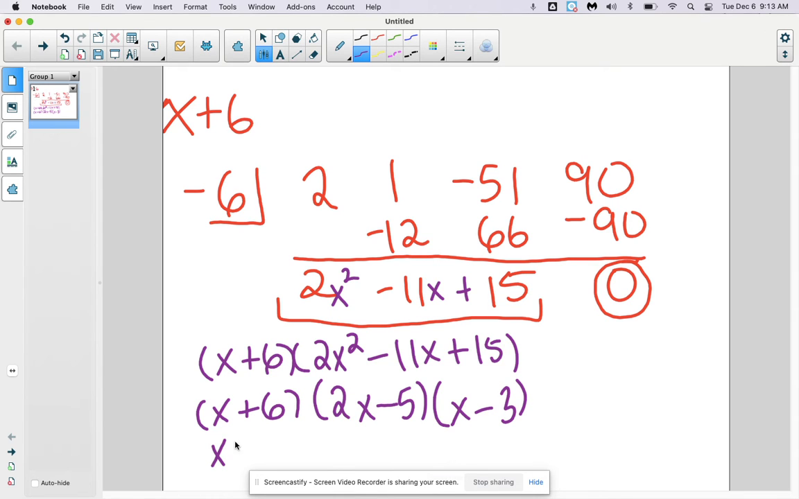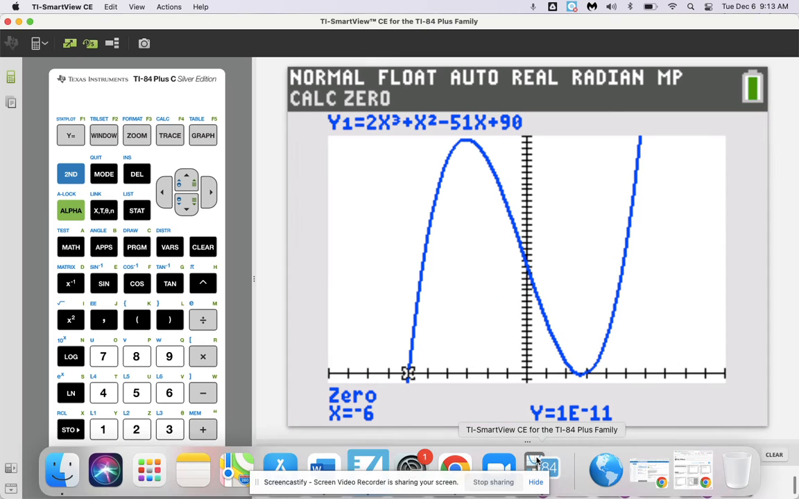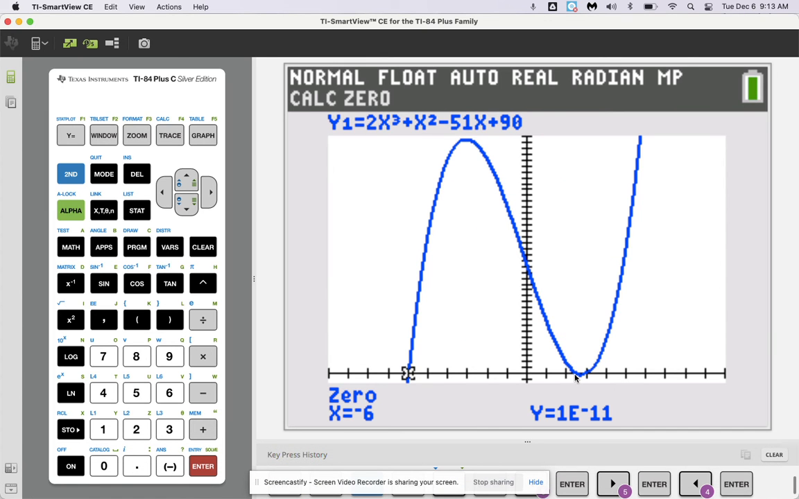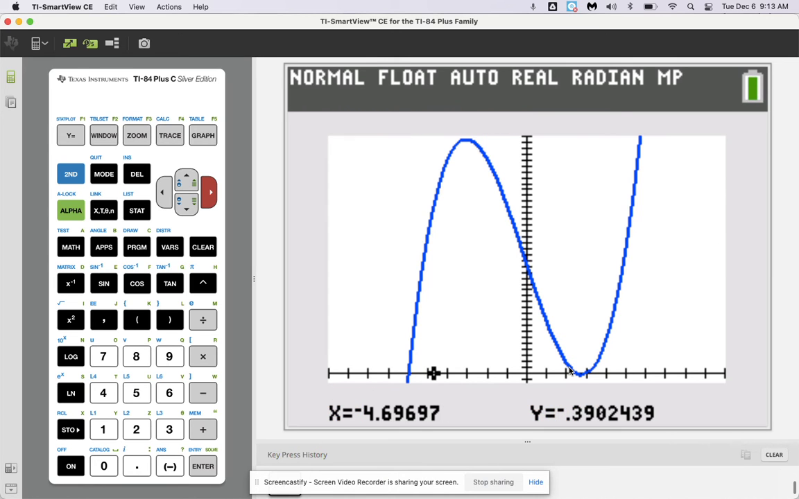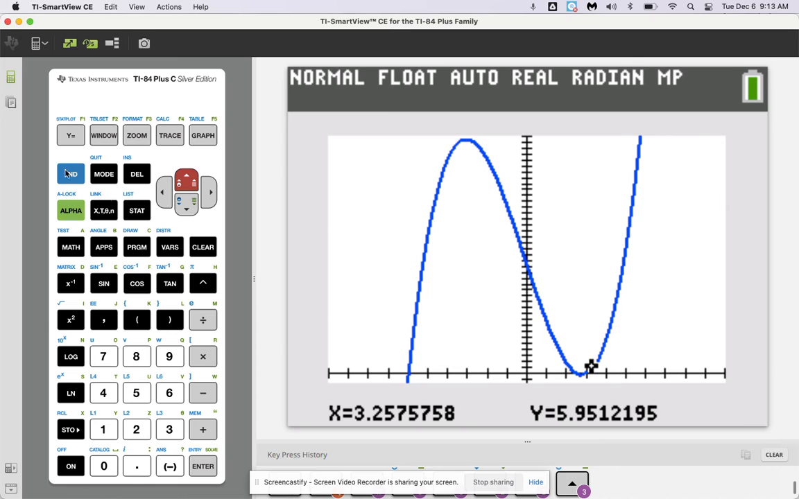leaving us with solutions at x is equal to -6, x is equal to 2.5, and x is equal to 3. If we go back to our graph, we see that our two other solutions of 2.5 and 3 are pretty good estimates based on this graph. They're a little bit harder to see based on where we set our scale, but you can see that it's roughly at 2.5 and 3.